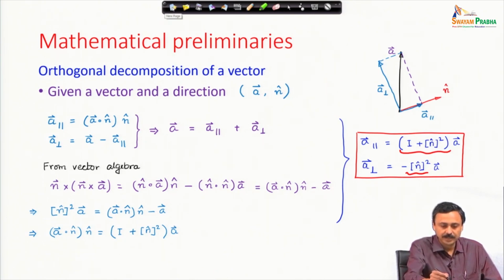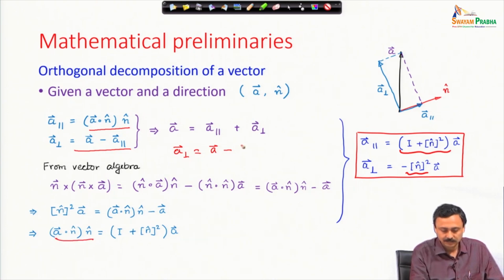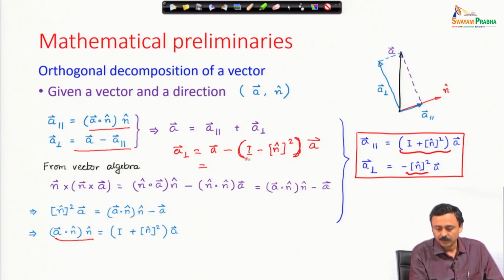And how did I get this? How did I get A perpendicular? From here, A perpendicular is A minus A parallel, and what is A parallel? It is this, which is same as this. Therefore, it is I minus Rodrigues form of n whole square times A, and therefore, if I open up the brackets, the A vector will get cancelled.